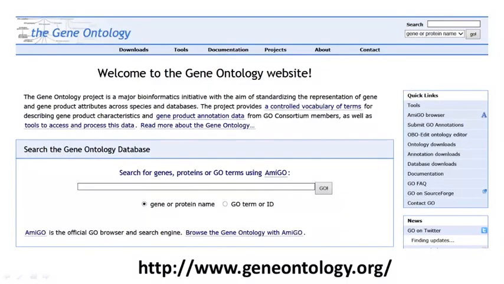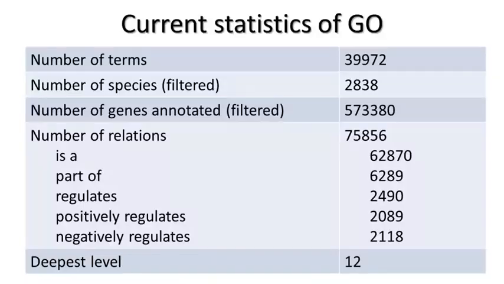Gene ontology is a very useful resource. All the data is freely available online at this website. As of December 2013, gene ontology has about 40,000 terms, covering 2,800 species, with over 573,000 genes annotated. The gene ontology defines about 76,000 relationships, 83% of which are is-a relationships, 8% part-of relations, and the remaining 9% regulations. The deepest branch has 12 levels.